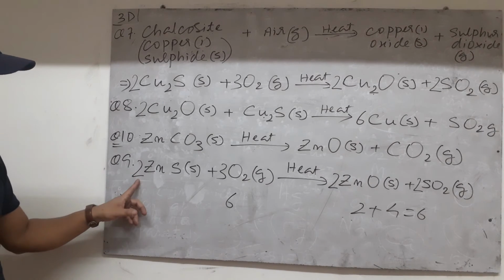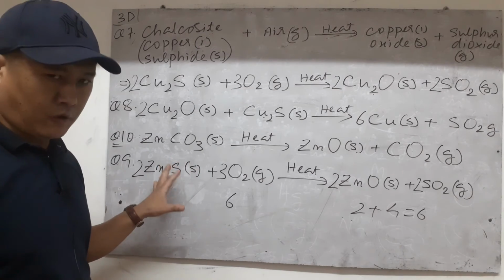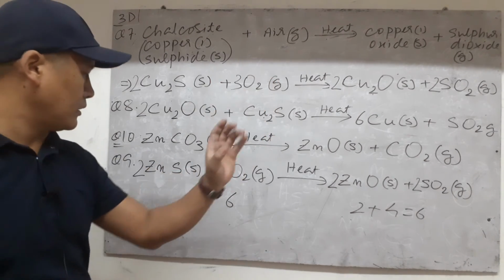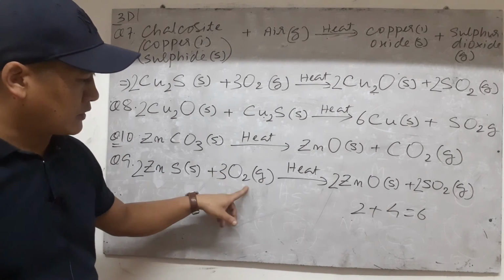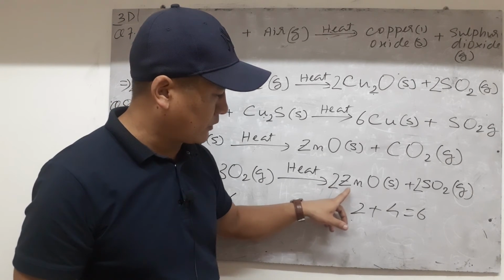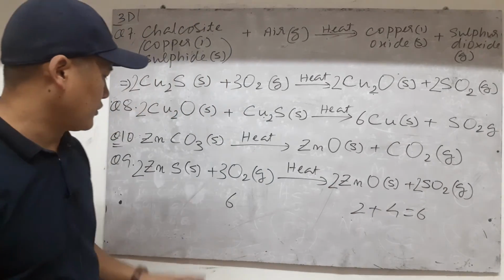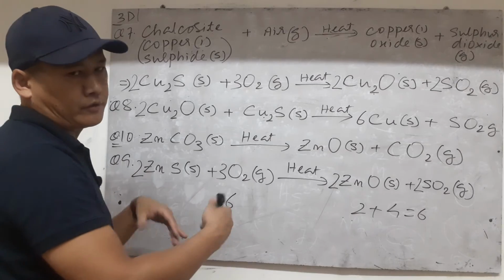Now we can read it. 2 molecules of zinc sulfide, which is also called zinc blend, common name. The name of the ore. Ore means the raw material from which the pure zinc metal is going to be obtained. 3 molecules of oxygen. When you heat together, you get 2 molecules of zinc oxide and 2 molecules of sulfur dioxide gas. This process of heating an ore like zinc blende in rich supply of air is called roasting.